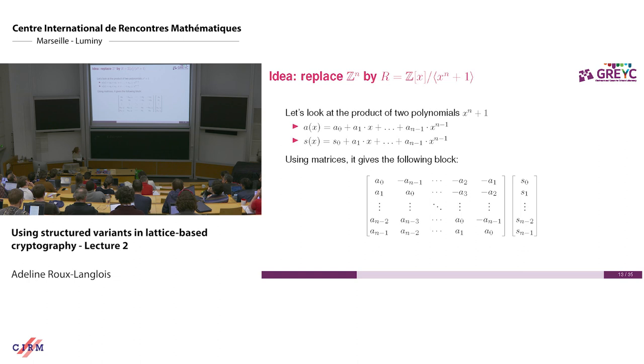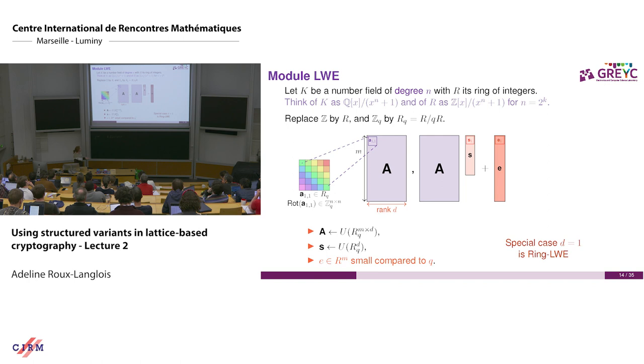So now let's go back to our learning with errors problem. And in our matrix A, if we define the learning with errors problem on this ring R instead of Z to the n, we will find this structure in the matrix. So now A is sampled not from Z_q to the m times n, but it is sampled from R with two parameters. You still have m rows, and now you have d, which will be the rank, d columns. So in the case of ring LWE, it's a special case of module where the rank is 1. Okay.